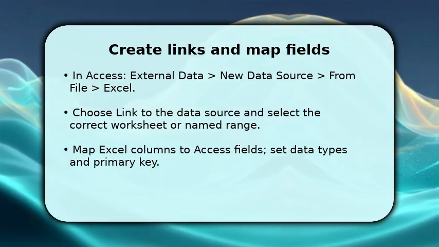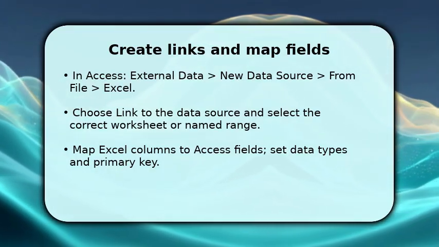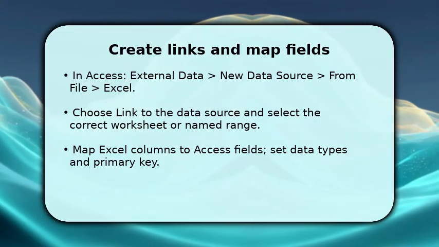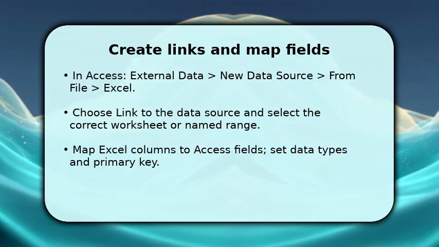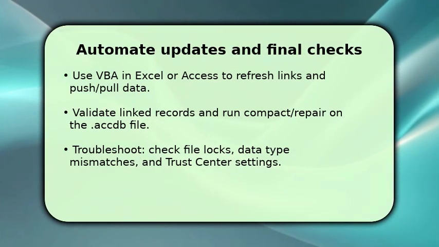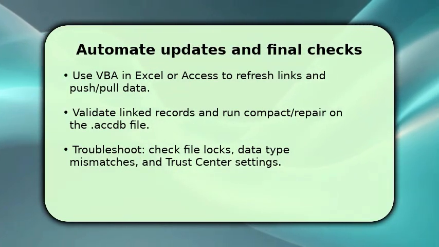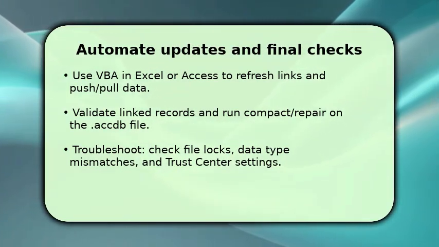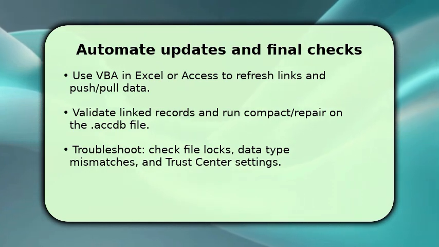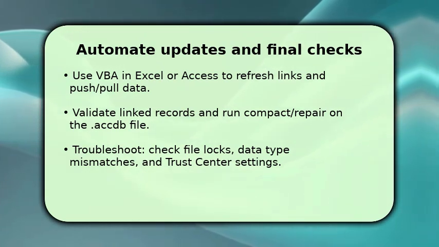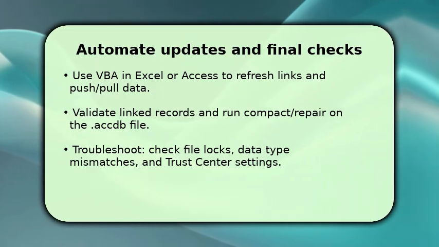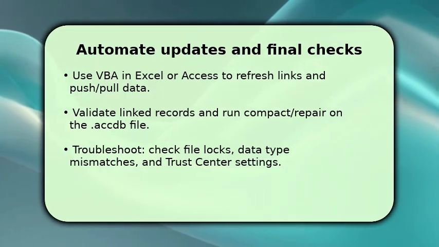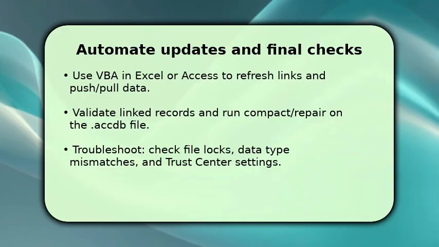Mismatches create conversion errors. Once mapped, save the linked table and test by opening it in Access to confirm row visibility. To finalize, implement a refresh routine. In Access, use Linked Table Manager or add a short VBA macro in Excel to save and notify Access. Once automated, validate data integrity by sampling records and running Access compact and repair to prevent bloat.